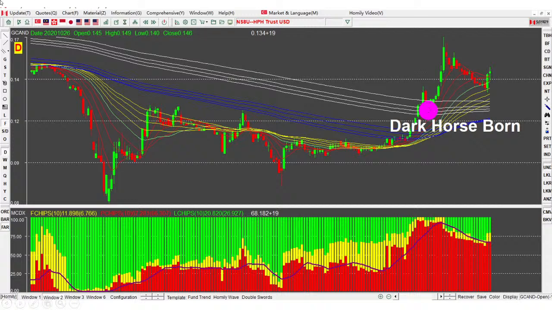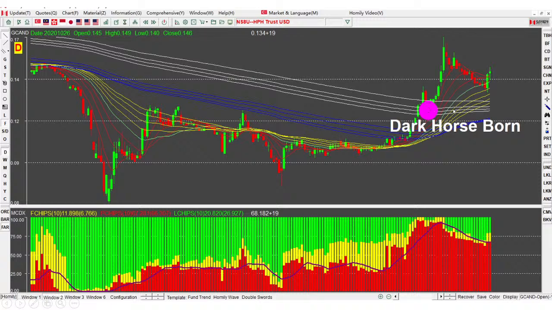Like this share, previously we see the white line has turned down. The white lines all turned down. So it means the big trend is bearish, down. The big trend is no good. The blue line is the mid-long term. The yellow line is the mid-short term.